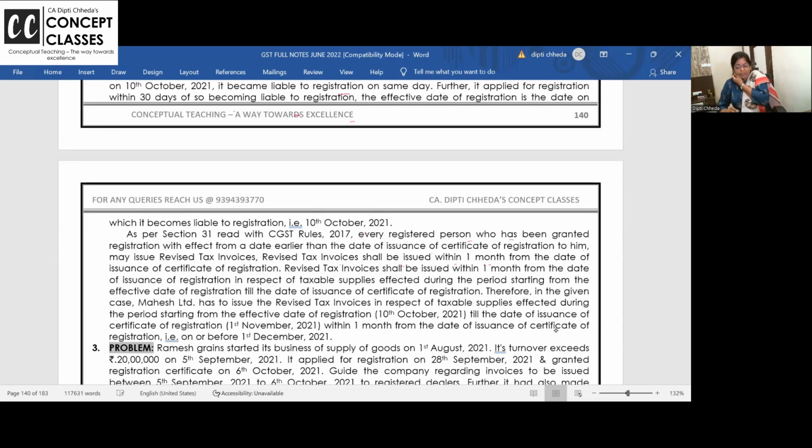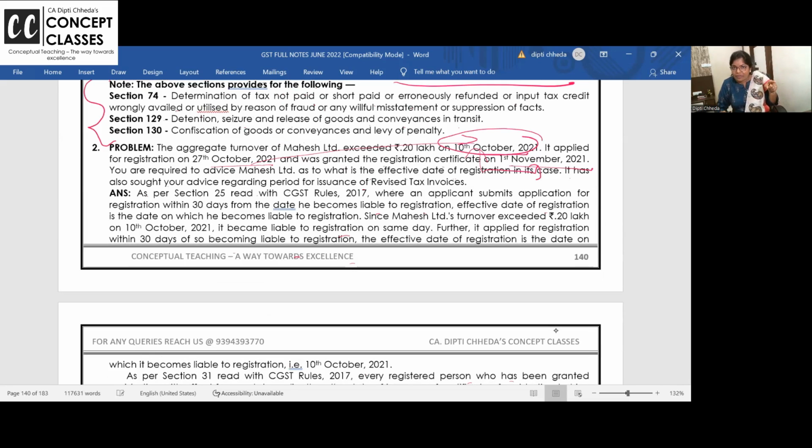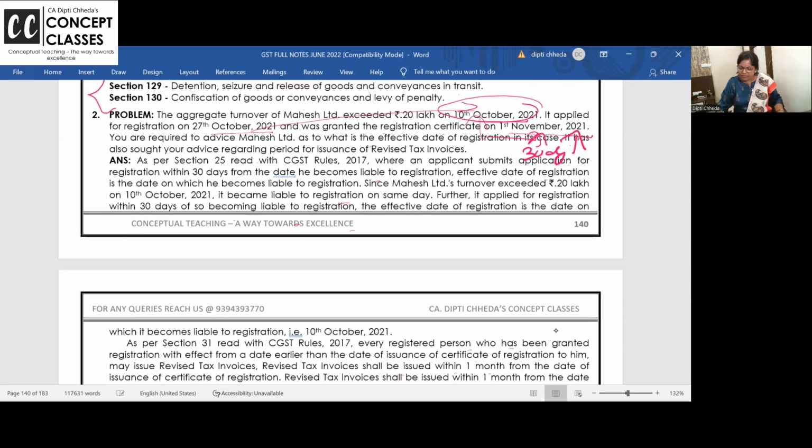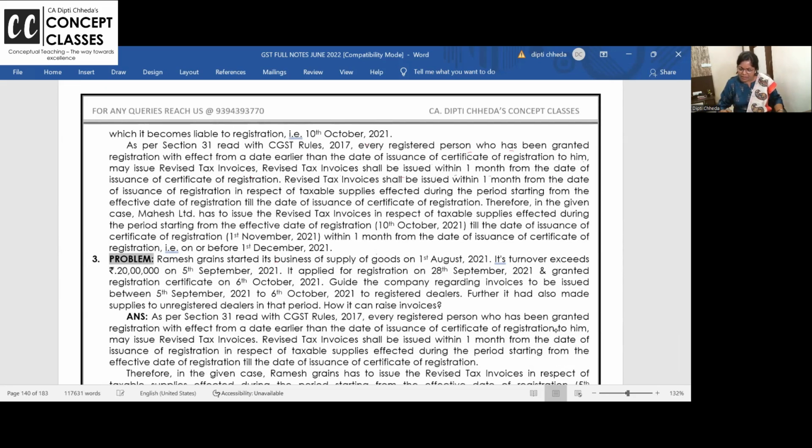I missed telling you one very important point: this revised tax invoice has to be issued for the period from the date of the registration till the date of grant of certificate. This should be done within 30 days from the grant of the certificate. Now the certificate has come, so for the period between the date of registration and grant of registration, if you have to issue a revised tax invoice, do it and finish. I want to repeat: the day you are granted the registration certificate, that is 1st November, from there till 1st December you have to issue the revised tax invoice.